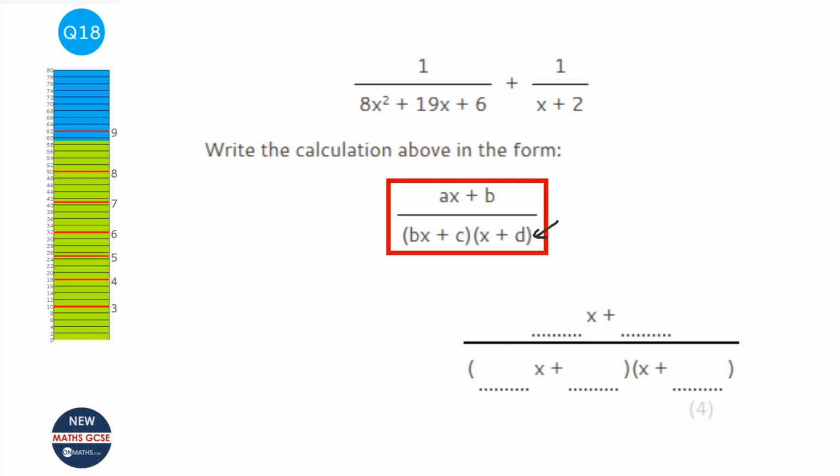Now, it might be tempting just to multiply all of this by all of this and get a cubic equation. But actually, the answer is saying, no, don't do that. The bottom will work if you factorise it. So what we need to do is factorise the one on the right, and hopefully we'll notice something about it.